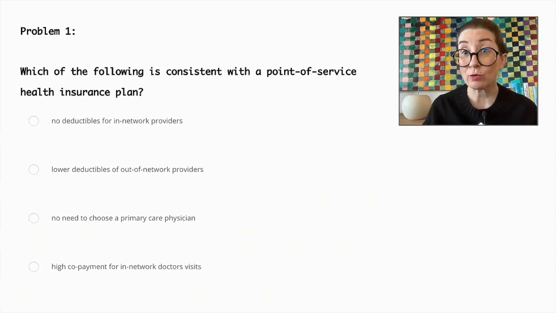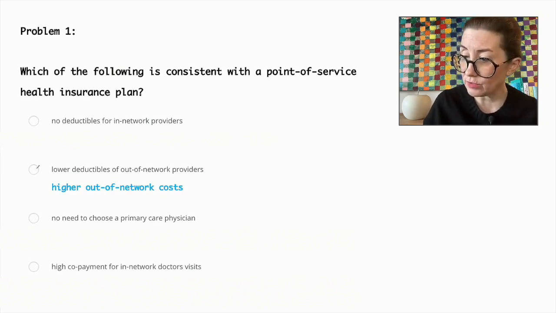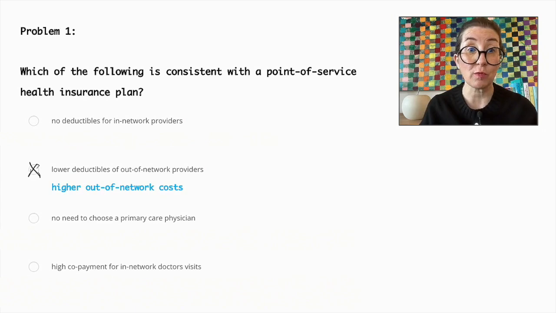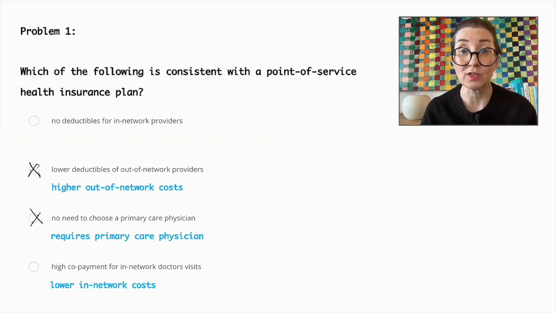Lower deductibles for out-of-network providers is incorrect because POS plans typically have higher costs for out-of-network services. So let's cross that out. No need to choose a primary care physician is incorrect because POS plans often require members to choose one. So we can eliminate that as well. High copayment for in-network doctor visits is incorrect because POS plans usually have lower costs for in-network services. So we can also remove that.